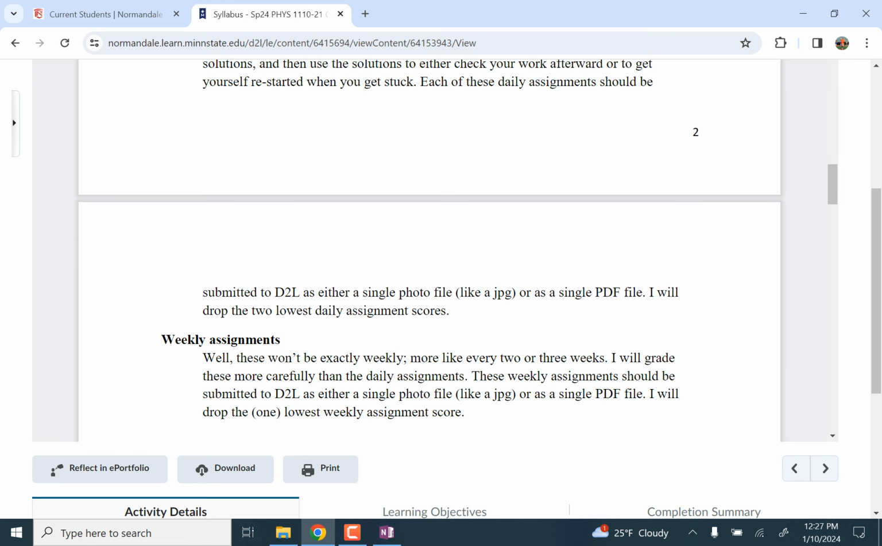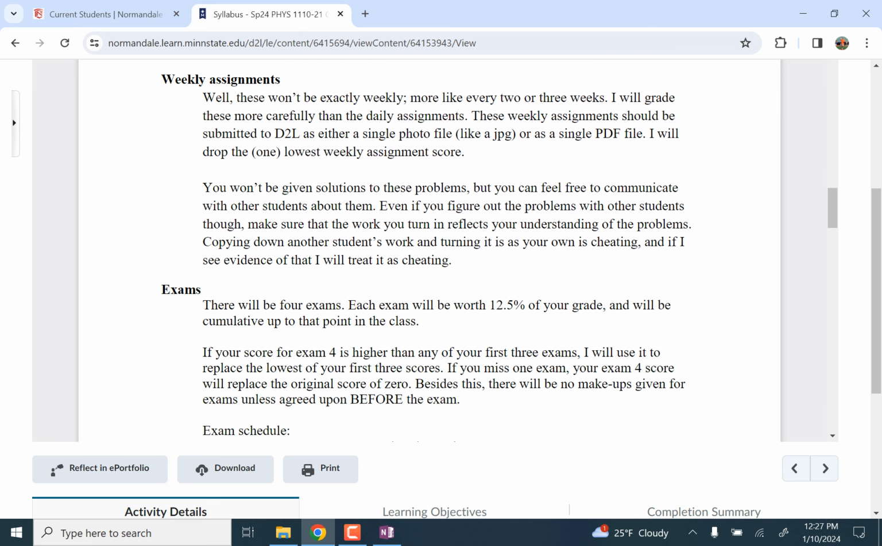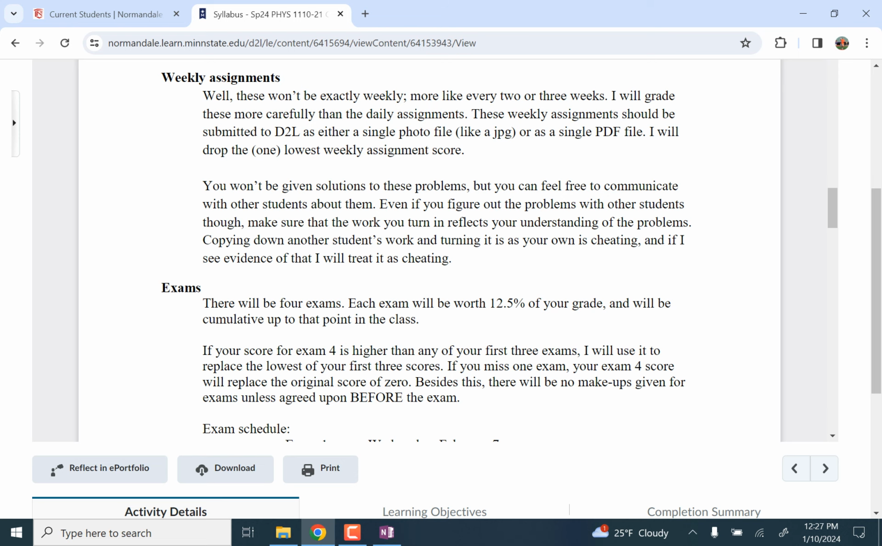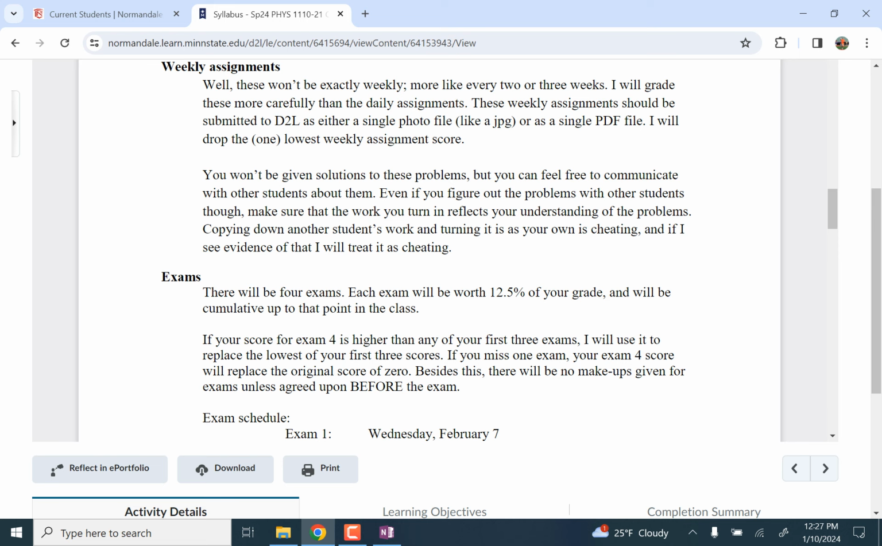And I will drop the 2 lowest daily assignment scores. So out of those 30 or 32 total daily assignments, you could miss 2 of them and still get a full score for the daily assignments. And then we get into the 2 topics that are worth more than 10%, weekly assignments and exams. Weekly assignments, there'll be probably 6 to 8 of those, about the same as the quizzes.